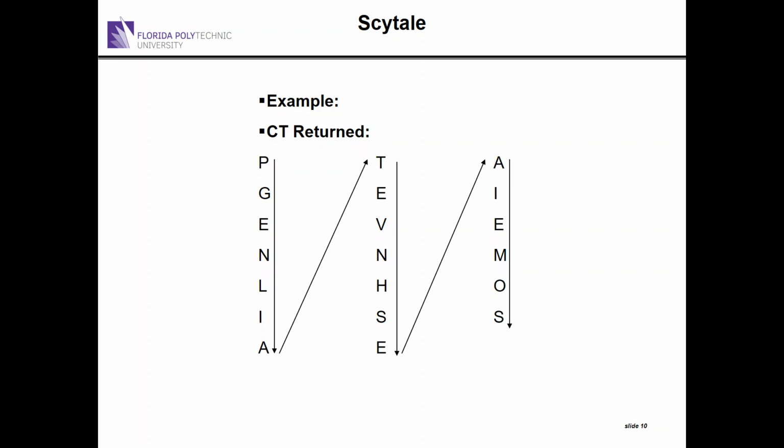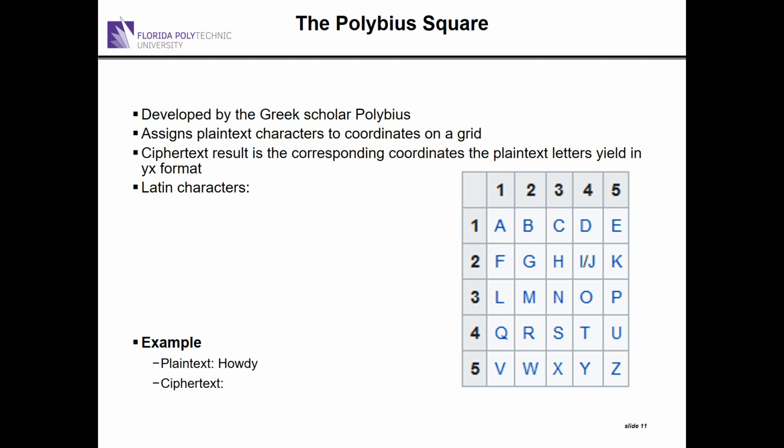Next, we have the Polybius square. It's a bit more sophisticated than the previous two methods. Developed by Greek scholar Polybius, it places characters on a grid. Then, each character is given a unique coordinate pair, which is interpreted in YX format.